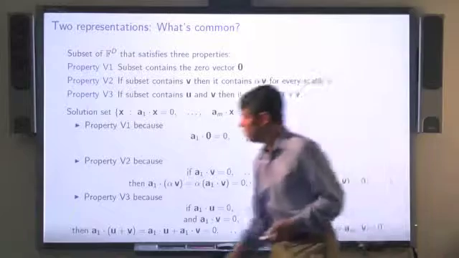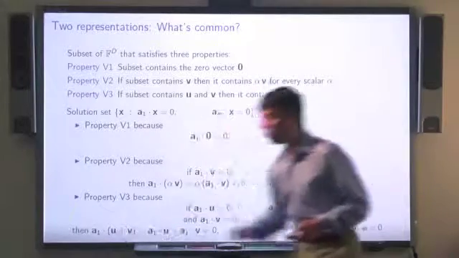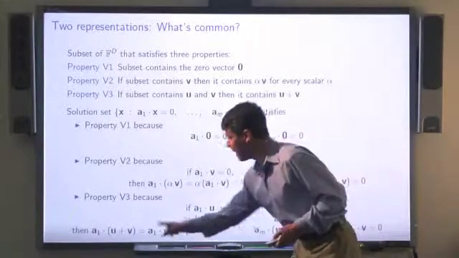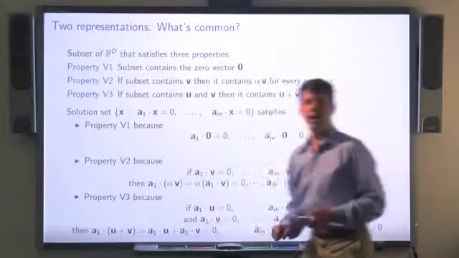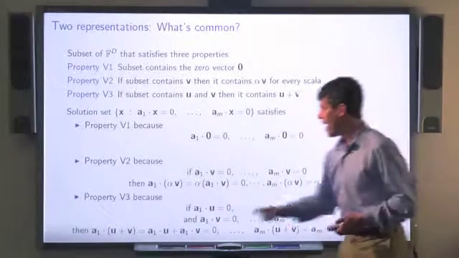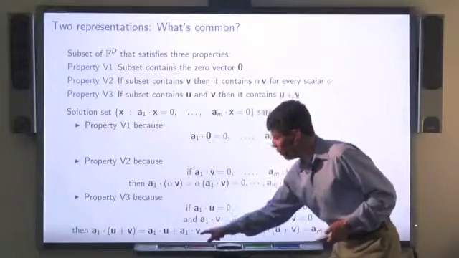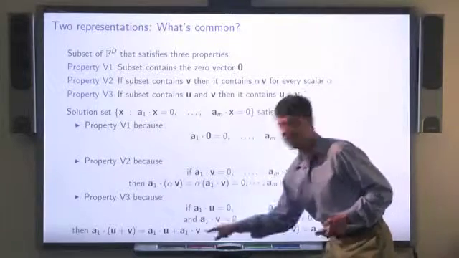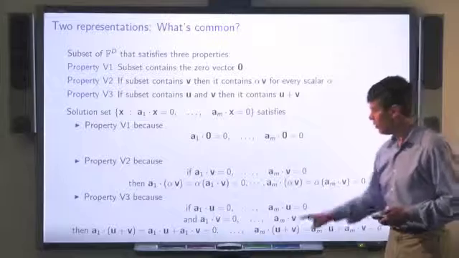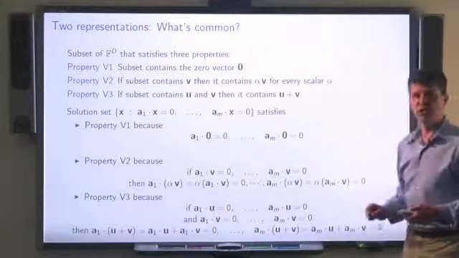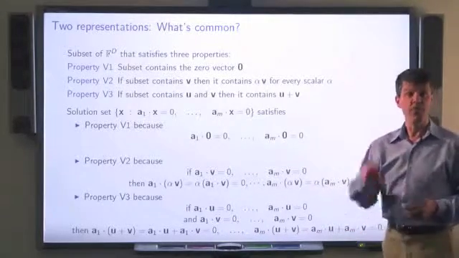Why is that? Let's look at the dot product. a1 dot (u plus v) is the same as a1 dot u plus a1 dot v by the distributive law. a1 dot u is 0, a1 dot v is 0, therefore their sum is also equal to 0. So this shows that all those equations also hold of the sum u plus v.